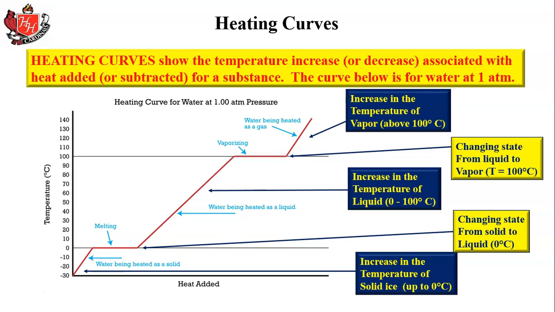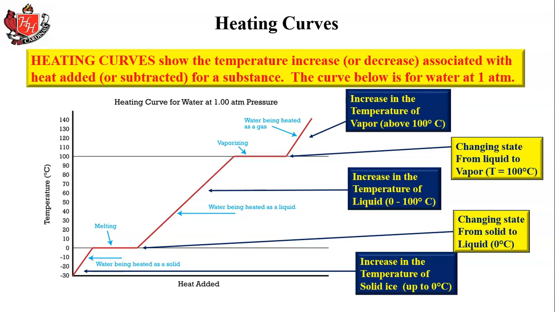And then once all of the ice has melted and it's all liquid water, you continue to add heat, and the temperature will continue to go upward from 0 degrees. So that middle slanted line says increase in the temperature of liquid from 0 to 100 degrees. The temperature of the water, like when you're boiling water on the stove, will continue to go up until it gets to 100 degrees.